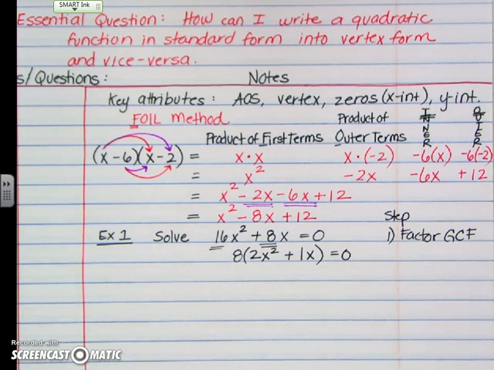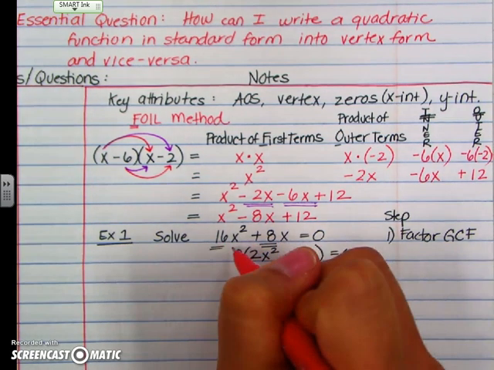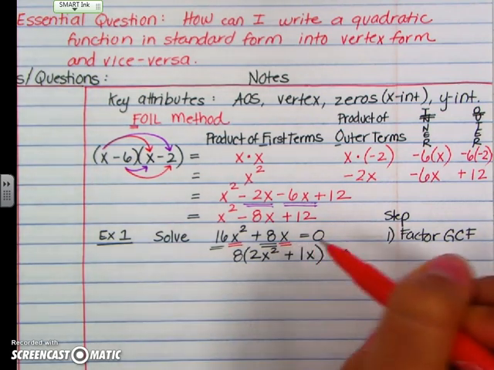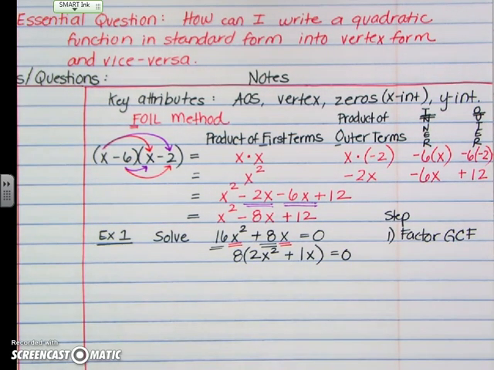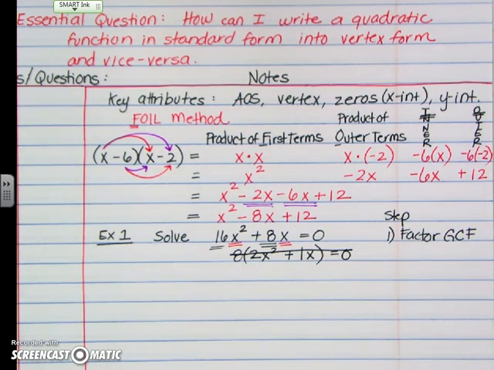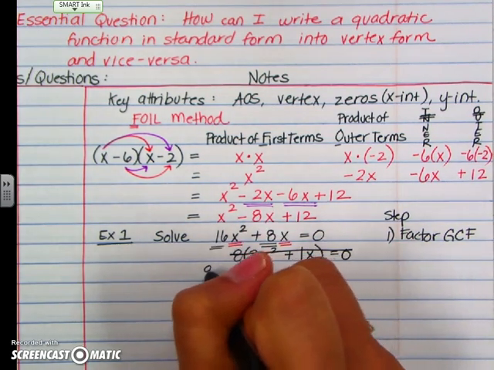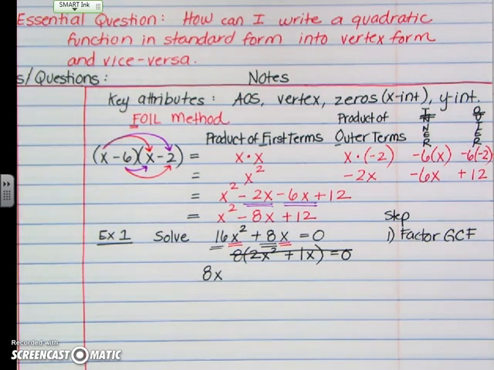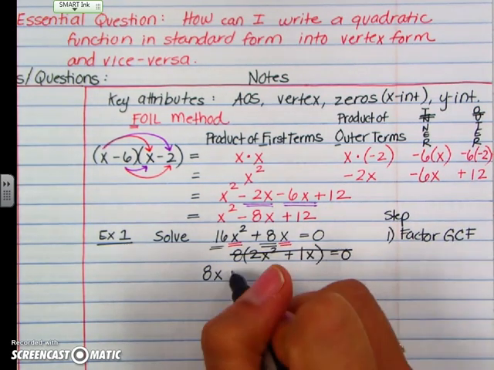And by looking at the function one more time, I also noticed something else they have in common. And that is the x. An x in both of these. So instead of just factoring out an 8, I'm still going to get a pretty big function. So I'm going to actually factor out 8x. That will simplify and take out the greatest common factor.